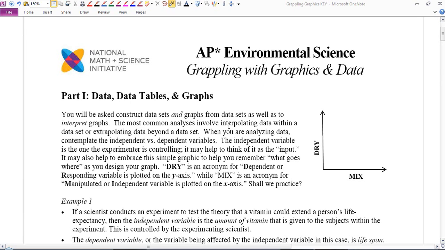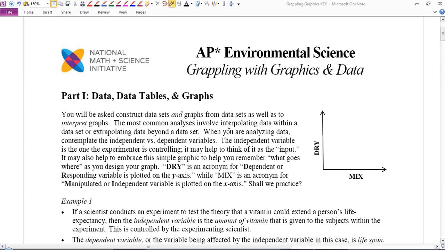So part one, data, data tables, and graphs. Well, you're going to be asked to construct data sets, and you're going to be asked to graph those data sets onto a set of axes, or a bar graph, also known as a histogram, etc. So you'll also have to interpret graphs where they've given you the graphic, and you'll have to work backwards from it and deduce what's been going on with the trend in the data and use it to maybe even predict.